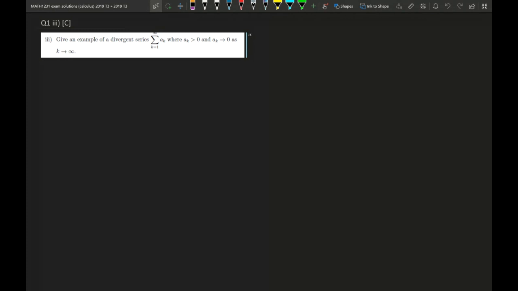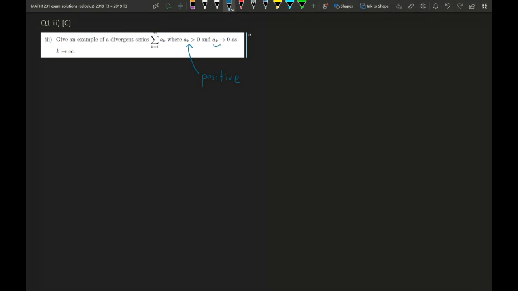So anyway, I'm going to be doing this question. This is actually a really quick question. It's give an example of a divergent series, but not just any divergent series. You want to make sure you give an example where the terms are positive and the terms are actually getting smaller.